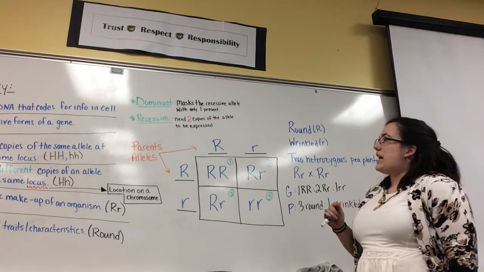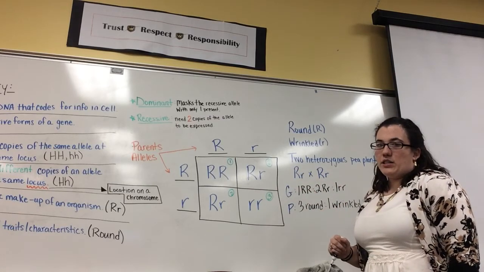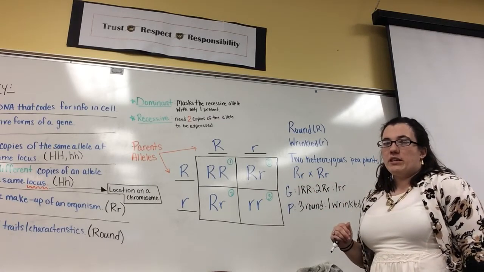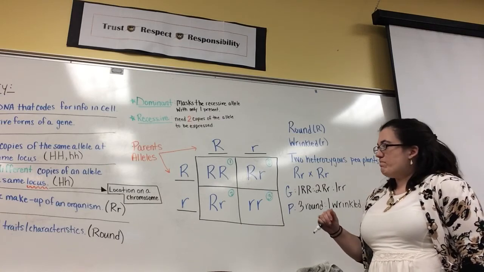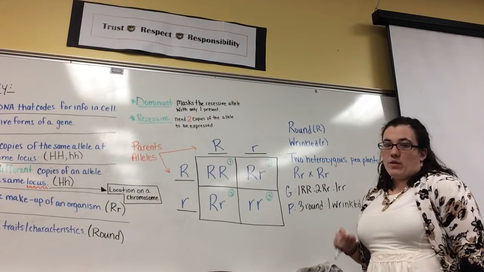So that's essentially how you do monohybrid crosses and how you interpret the data that's in a Punnett square. So my next workshop will be talking about dihybrid crosses, which is where you look at more than one trait.